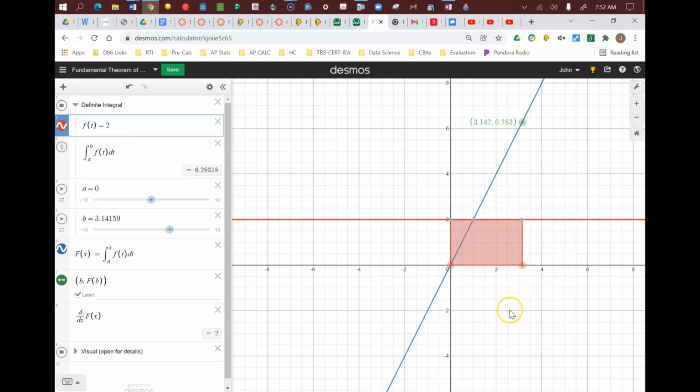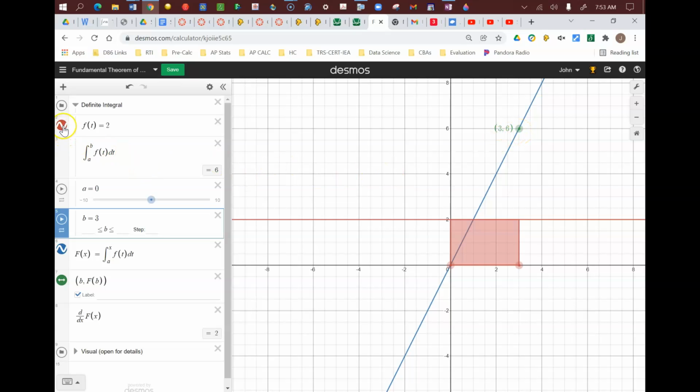And so we have the constant 2, and I'm going to pick an easier upper bound of integration. We'll just make that 3. So you will see that if we integrate the function f of t is equal to 2 from 0 to 3, the shaded area in red there represents the integral, and the point on capital F of x at x equal 3 has coordinates 3, 6, and 6 is the value of the integral.